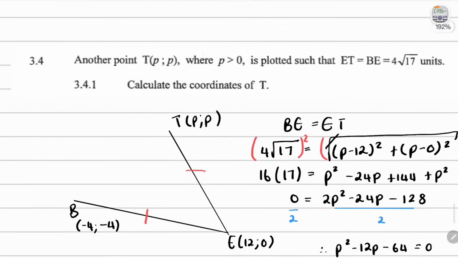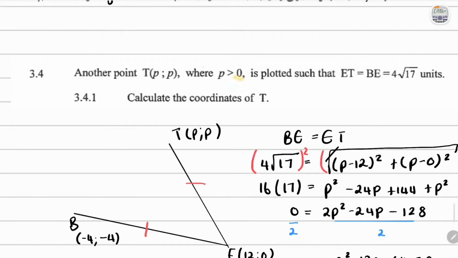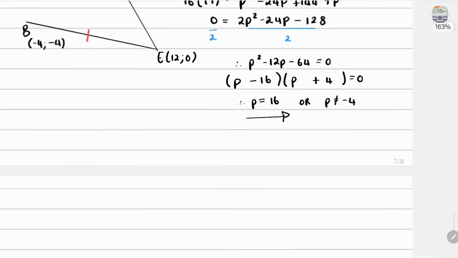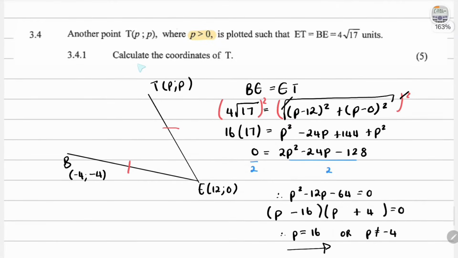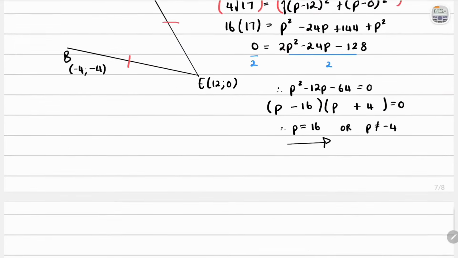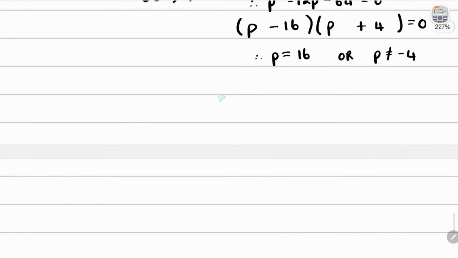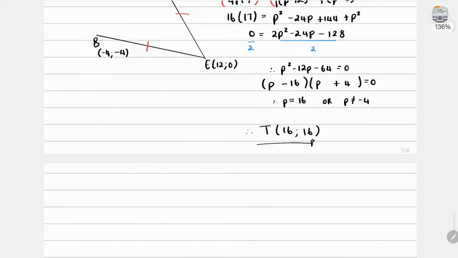But let's see what they said about p. They specifically said that p is greater than 0. So it's not equal to negative 4, but p is equal to 16. And let's just ensure that we are answering their question. They say calculate the coordinates of t. Because t was p and p, therefore t is simply 16 and 16. And that is our answer.